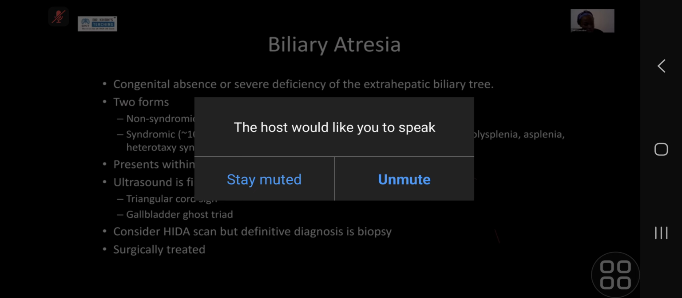If it's caught late, or if the patient goes on to develop cirrhosis and ends up in liver failure, then they can end up needing a transplant, and biliary atresia is the most common cause of transplantation in paediatric patients in the UK.